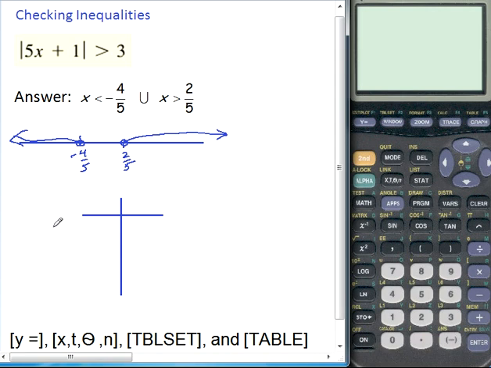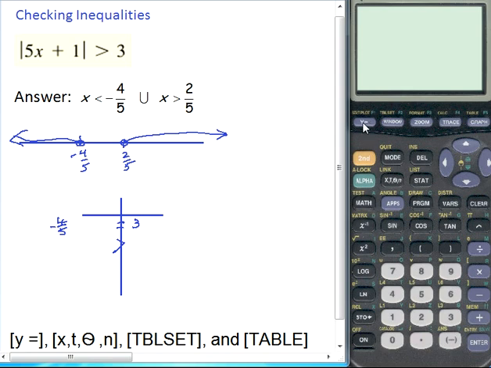So first we would check negative 4/5. And we would want to see that it makes it equal to 3. And we would then check a point to the left of negative 4/5, and we would want the absolute value of that to be greater than 3. Okay, I got interrupted, so let's continue where we left off. Let's just check that one side. Check the boundary point, and then we'll do this other side when we get that one done.